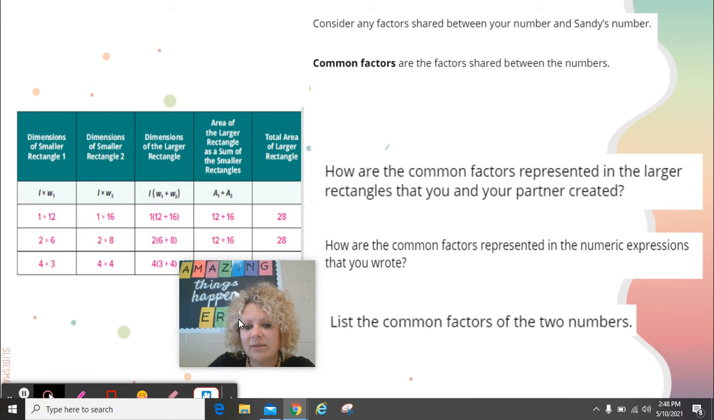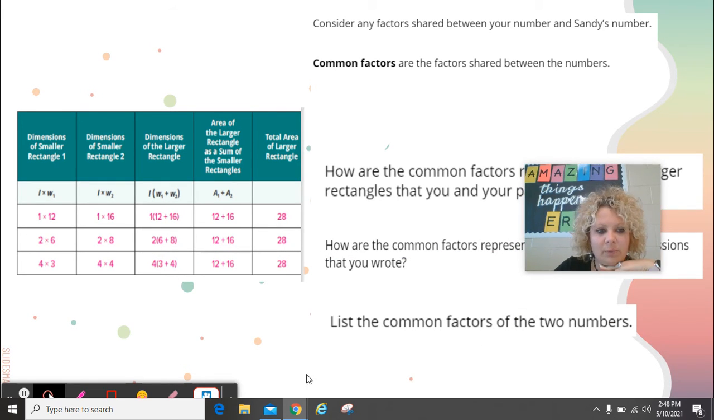So what we could do now is list the common factors of the two numbers. Well, our common factors of the two numbers are 1, 2, and 4. 1, 2, and 4 are our common factors because those are the ones that were in both the first rectangle and the second. And if you notice, 1, 2, and 4 are the ones that were on the outside and that we used to distribute.